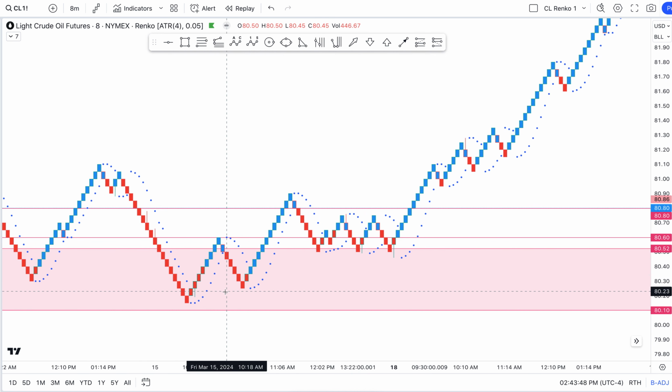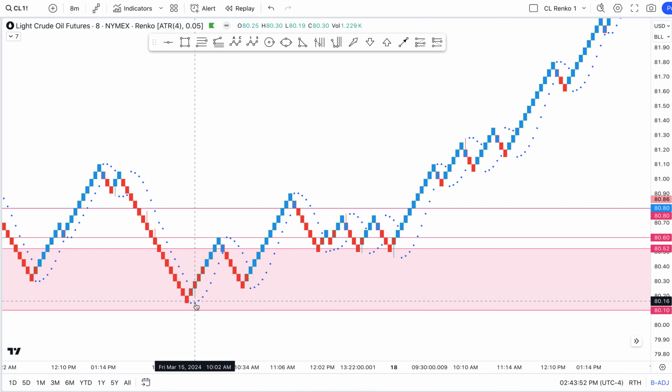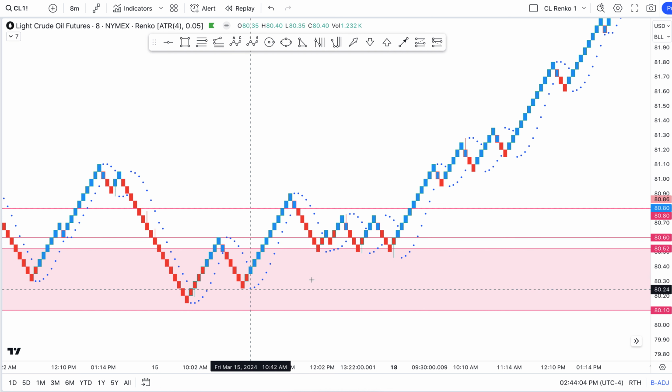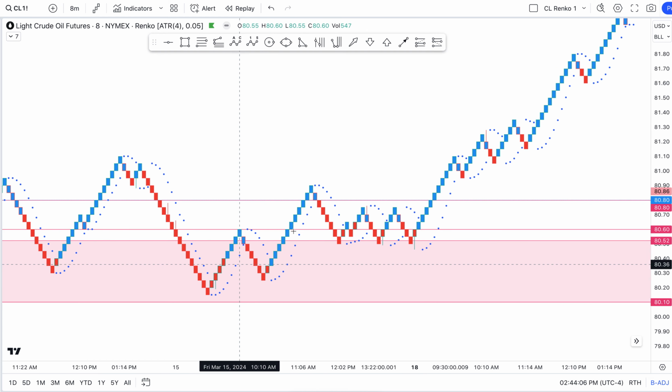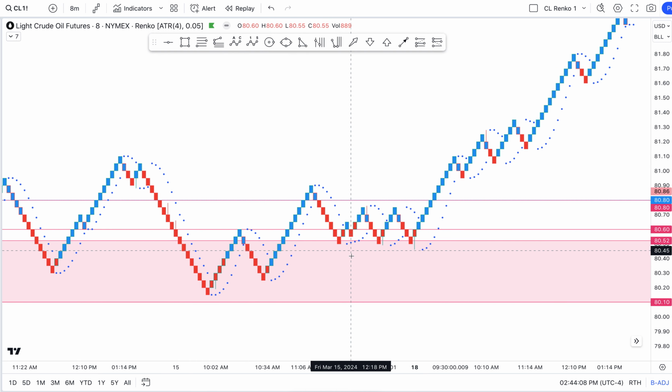So remember, the rule for getting long is the second reversal brick. Use the dot as your stop. To take gains, it's the first reversal dot. Get out the moment you see a reversal dot, take your gains. And if you wanted to, you could just hit the reverse button. But that's not realistic because the amount of time that some of these bricks take is way more than 8 minutes. Way more. So you can't think of it that way, but you get the idea.